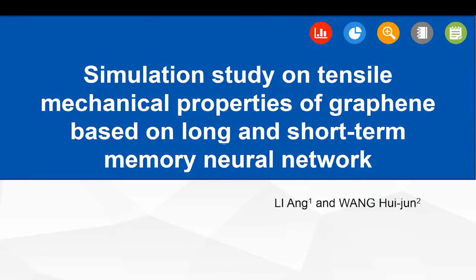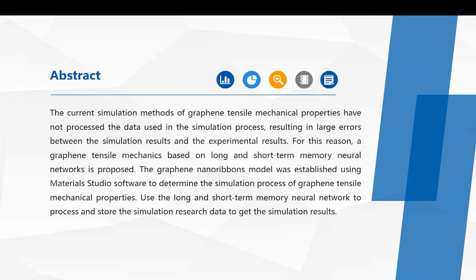Simulation study on tensor mechanical properties of graphene based on long short-term memory neural network. Abstract. The current simulation methods of graphene tensor mechanical properties have not processed the data used in the simulation process, resulting in large errors between the simulation results and the experimental results. For this reason, a graphene tensor mechanical simulation based on long short-term memory neural network is proposed.